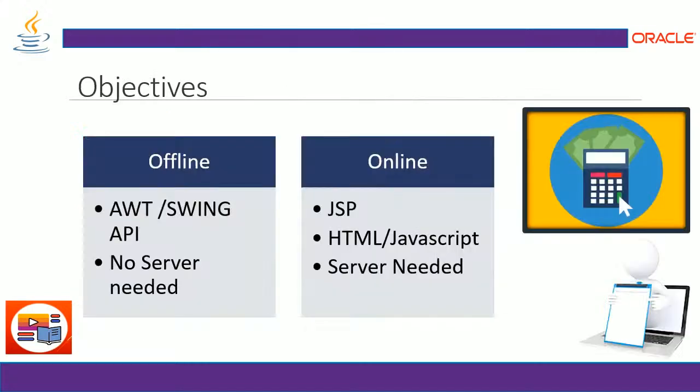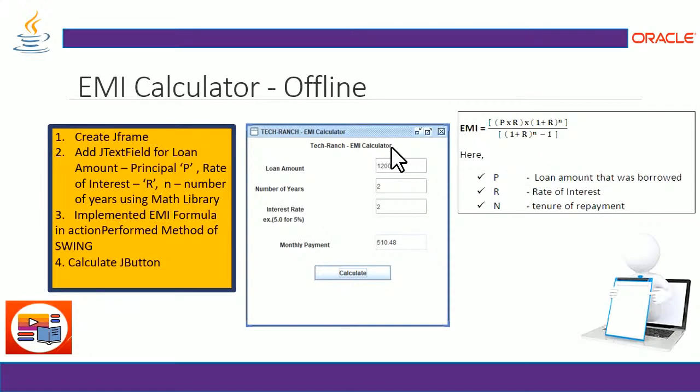Now let's take a look at the objective of this application. The EMI calculator or mortgage calculator is going to be implemented in two ways. One is offline, where we are going to use the Java Simple AWT Swing API, and here we won't need any kind of server deployment. In the case of online, we need a server, and we are going to use Java based web application development or programming languages like Java Server Pages, HTML, JavaScript, and to make it more interactive, you can use CSS style sheets. Now let's take a look at the offline EMI calculator first.